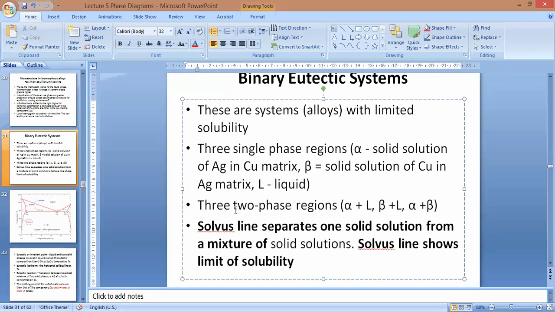So there are three two-phase regions. You have the alpha plus L, which is the molten state. Alpha plus L. Remember, we had it even earlier. Then you have the beta plus L. So beta in this case is what? Solid solution of copper in silver. And then you have the alpha plus beta. So what is alpha plus beta? This is the earlier solid solution of silver in copper and copper in silver. So these also will form a separate phase.